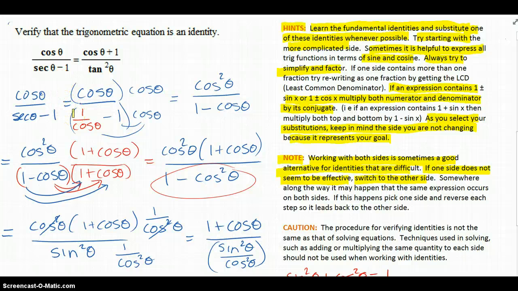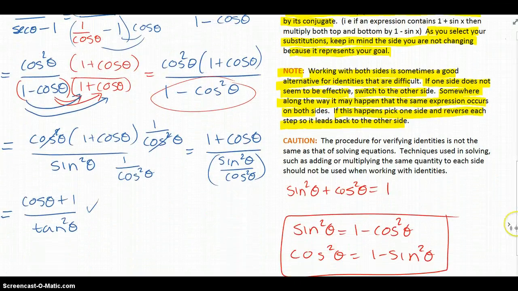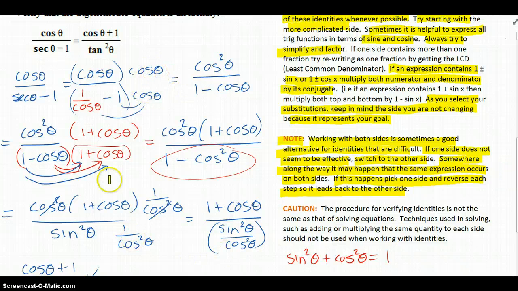Start with one side, you're working away, getting stuck. Then say, okay, forget it, I'm going to switch and stick to the other side, and see if I can get it from there. If I can't get either one, sometimes somewhere along the way it may happen that the same expression occurs on both sides. So you know you're good at this point. What you're going to do, if this happens, is pick one side and reverse each step so it leads back to the other. So you can just reverse the steps. For instance, if I realized here that I multiplied both sides by cosine, then reversing the steps, I would have had to divide by cosine of each.